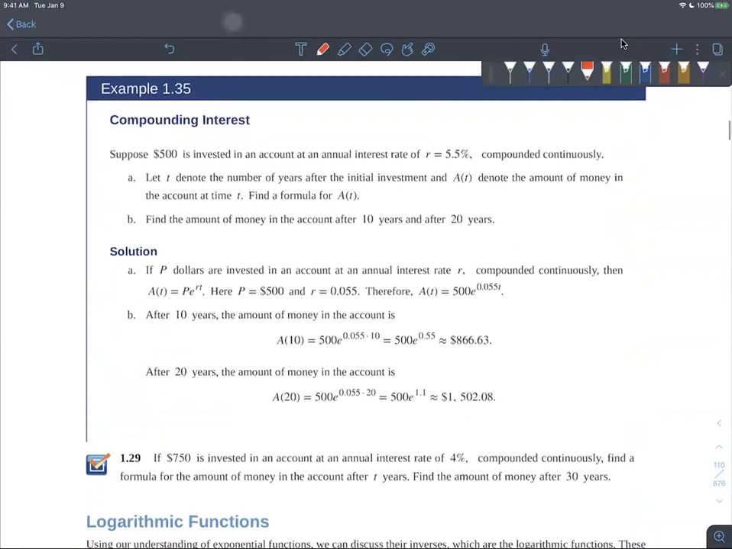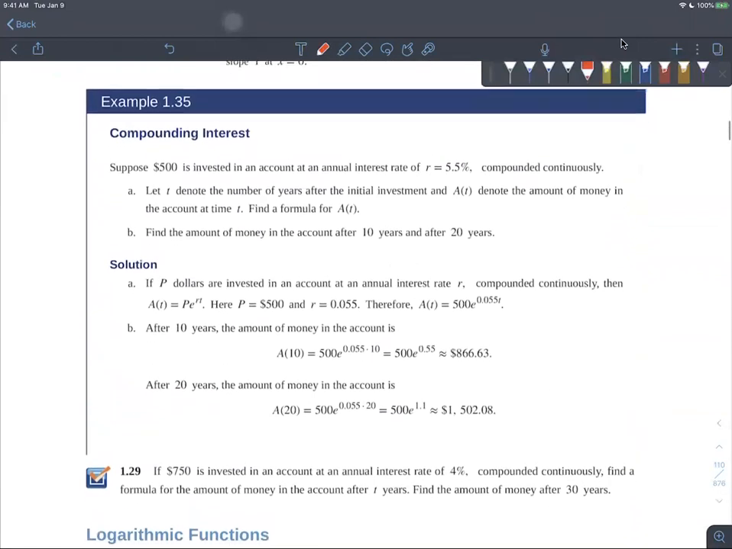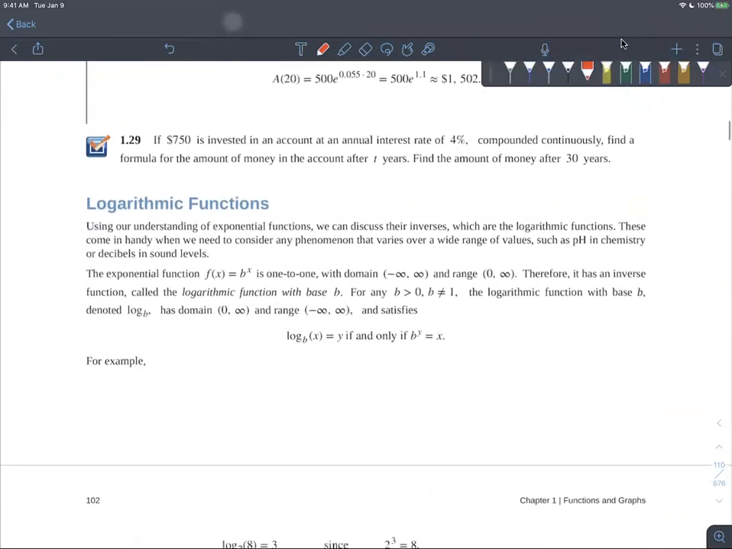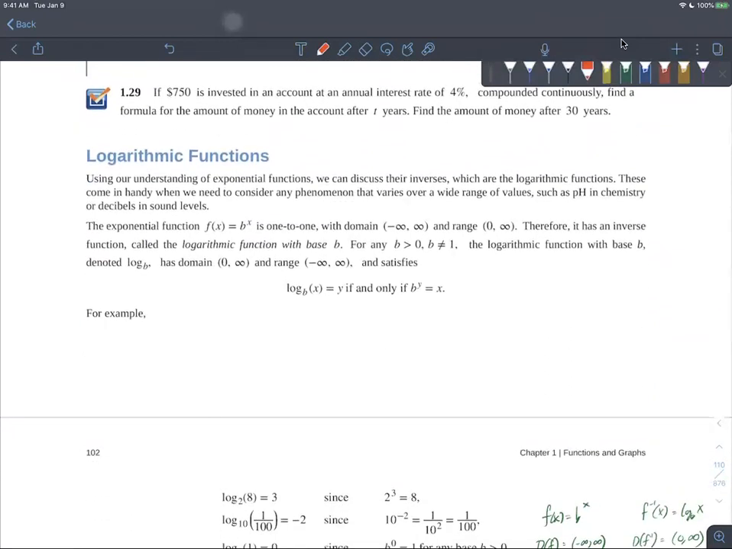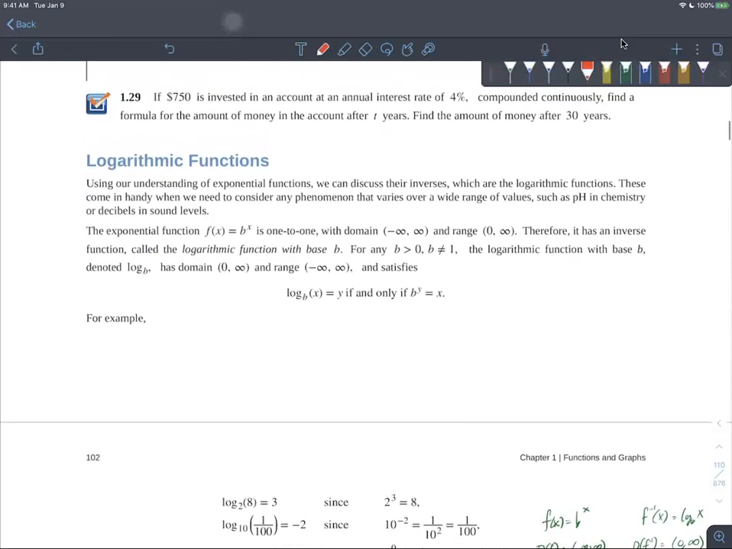All right. Compounding interest. This is a very review problem, so we'll skip it. We're just trying to get a refresher. Okay, so logarithmic functions. This is the last section that we're going to cover in this section, I believe, or maybe not, but we'll see.